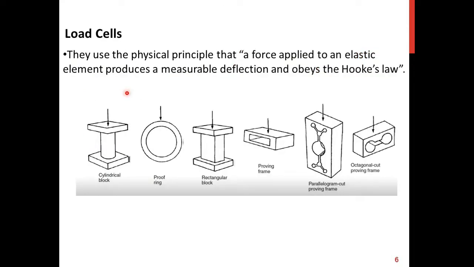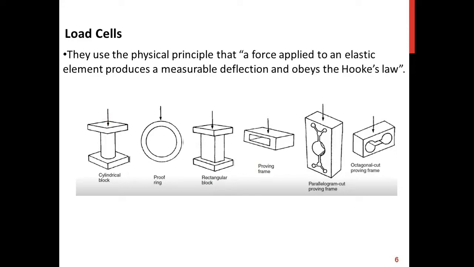There are different forms and shapes of load cells. There are two main categories of load cells: block type and ring type, or frame type, also covered in proving ring type load cells. Block type load cells, like this one and this one, are used to give a measurable deflection upon applying a large amount of force. That is, they are not force sensitive. They work only when a large amount of force is applied upon them.